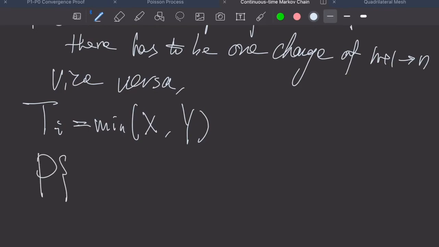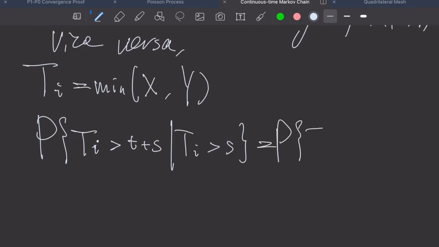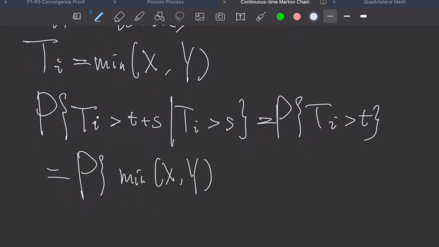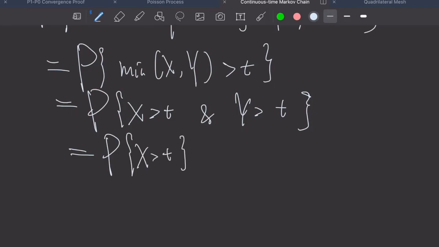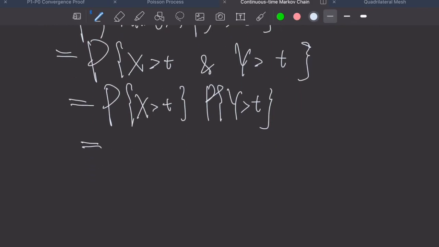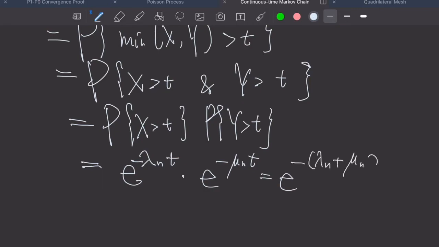If we want to derive t i's distribution, we simply use the memoryless property. Given t i is greater than s, we want to compute t i greater than t plus s. This is the same thing as t i greater than t, which is the same as the minimum of x and y greater than t, which is x greater than t and y greater than t. Now we use independence, and then the exponential distribution. The first one is e to the minus lambda n times t, the second one is e to the minus mu n times t, and combined this is e to the minus lambda n plus mu n times t.